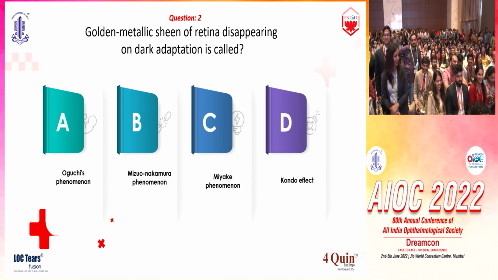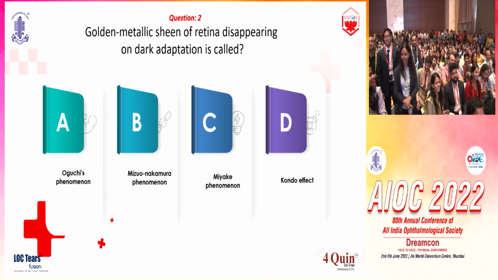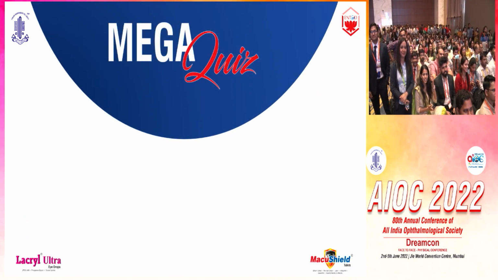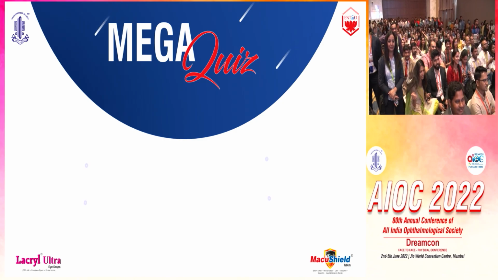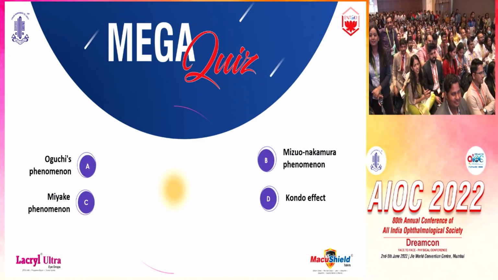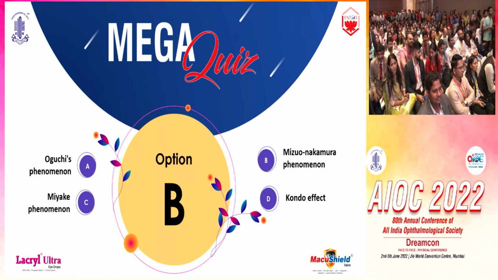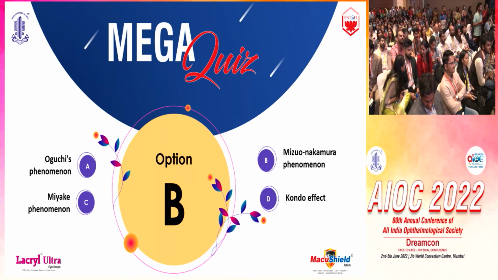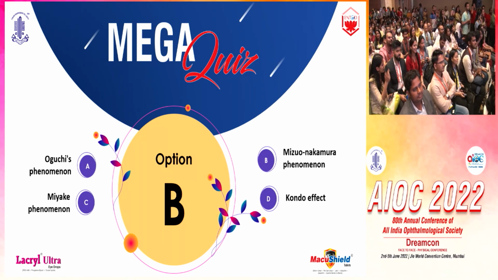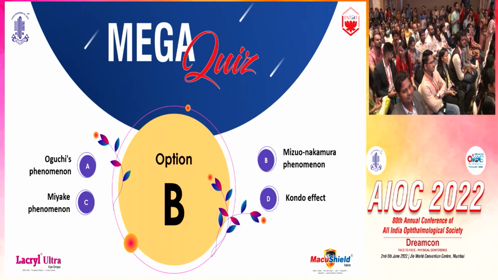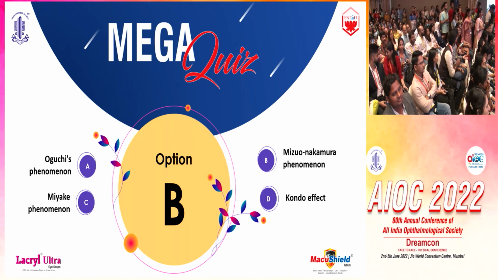And at some point you will reveal the answer. Yeah. I told you I have forgotten the answer, so I also need to, I wish I could have shown off and said, yeah, it is this. And the correct answer is B, which is the Mizuo-Nakamura phenomenon, which happens in Oguchi's disease, but the phenomenon is known as the Mizuo-Nakamura phenomenon. Next.